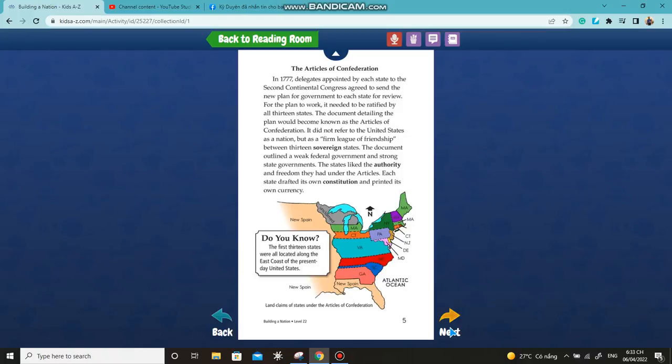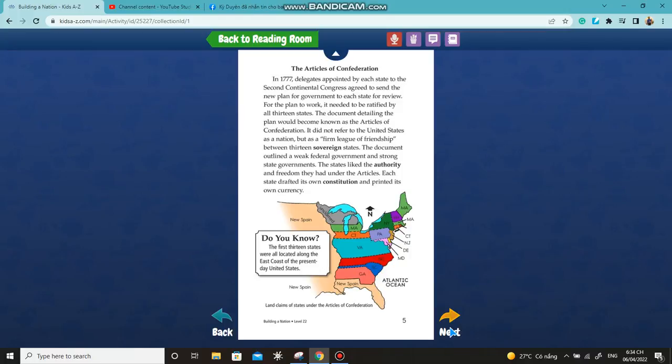The Articles of Confederation. In 1776, delegates appointed by each state to the Second Continental Congress agreed to send a new plan for government to each state for review. For the plan to work, it would need to be ratified by all 13 states. The document detailing the plan would become known as the Articles of Confederation.